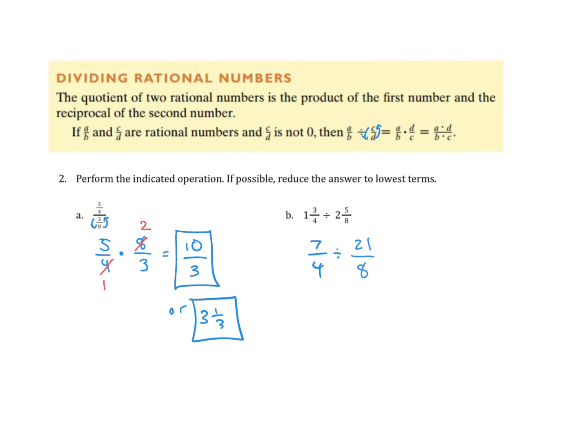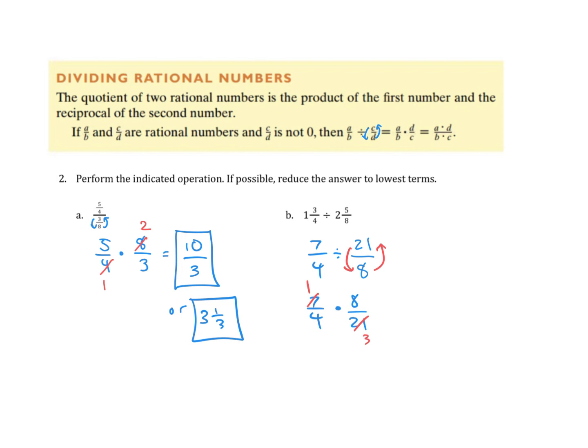And now it's still division because I didn't take the reciprocal of the second fraction yet. So I keep the first one the same, change it to multiplication, and I flip the second fraction. So the 8 goes up, the 21 goes down. And now that it's multiplication, I'm going to try and do some canceling. The 7 and 21 can both be divided by 7. 7 divided by 7 is 1. 21 divided by 7 is 3.